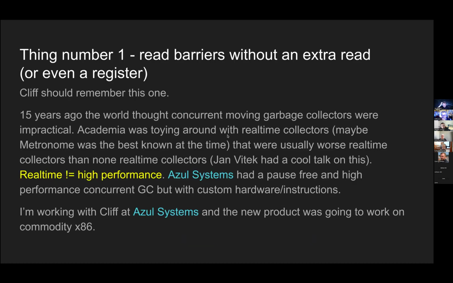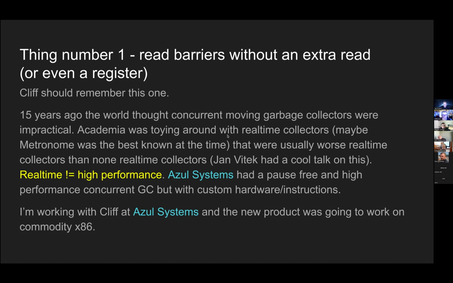So the first thing that I did, back at Azul, that I thought was cool, was read barriers without an extra read. I'm going to explain that. About 15 years ago, probably more like 20 or 25 years ago, there was the opinion that you couldn't do concurrent collectors. These days ZGC is the norm, and Shenandoah and so on. But before Azul, when Azul were doing Vega, there was very much an opinion that you couldn't do concurrent collectors. You needed to have some stop-the-world in there.